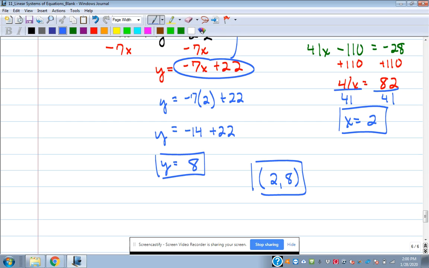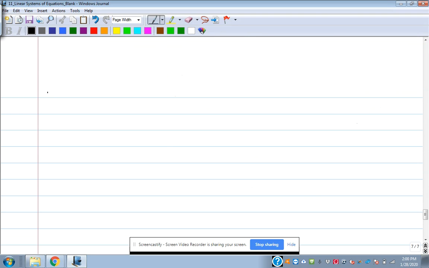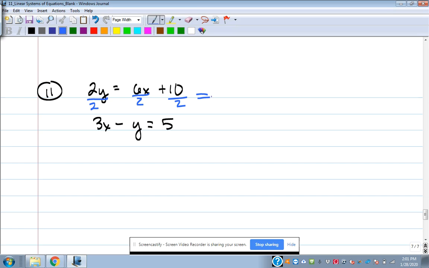Number 10 is a very similar problem. Let's go ahead and skip down to number 11 because it looks a little different. So I'm going to do number 11. 2y is equal to 6x plus 10. And then the second equation is 3x minus y is equal to 5. All right, we can get it to y equals, or we could get it to x equals. Technically, doesn't matter which one. I think it'd be pretty easy to get the top one to y equals because it's one step away, right? All I got to do is divide everybody by 2. So that's going to give me y equals 3x plus 5.